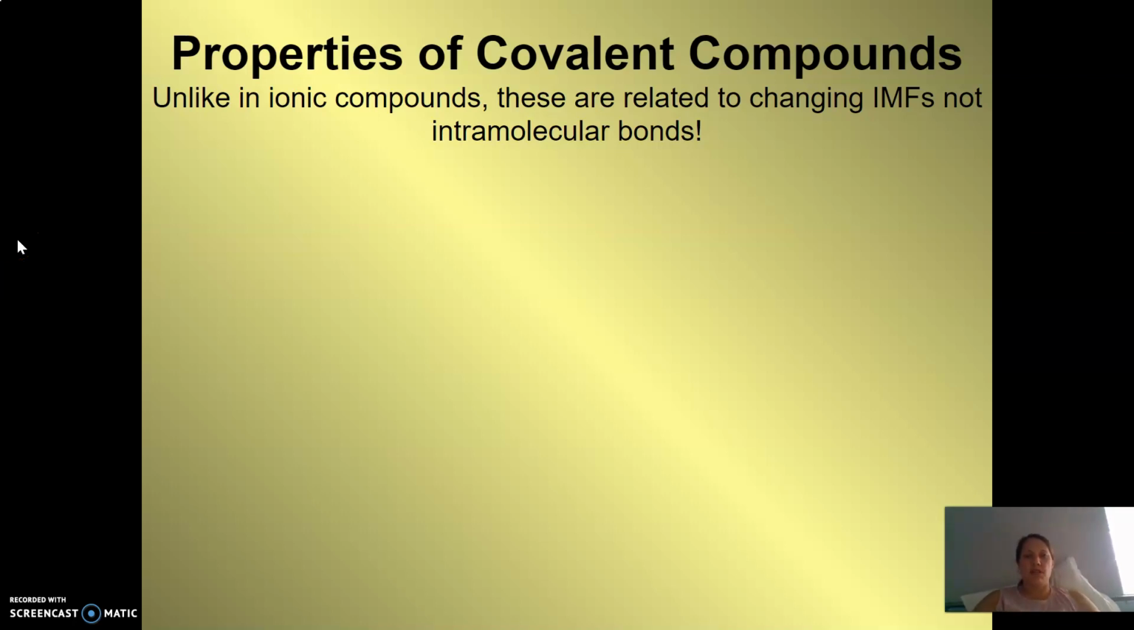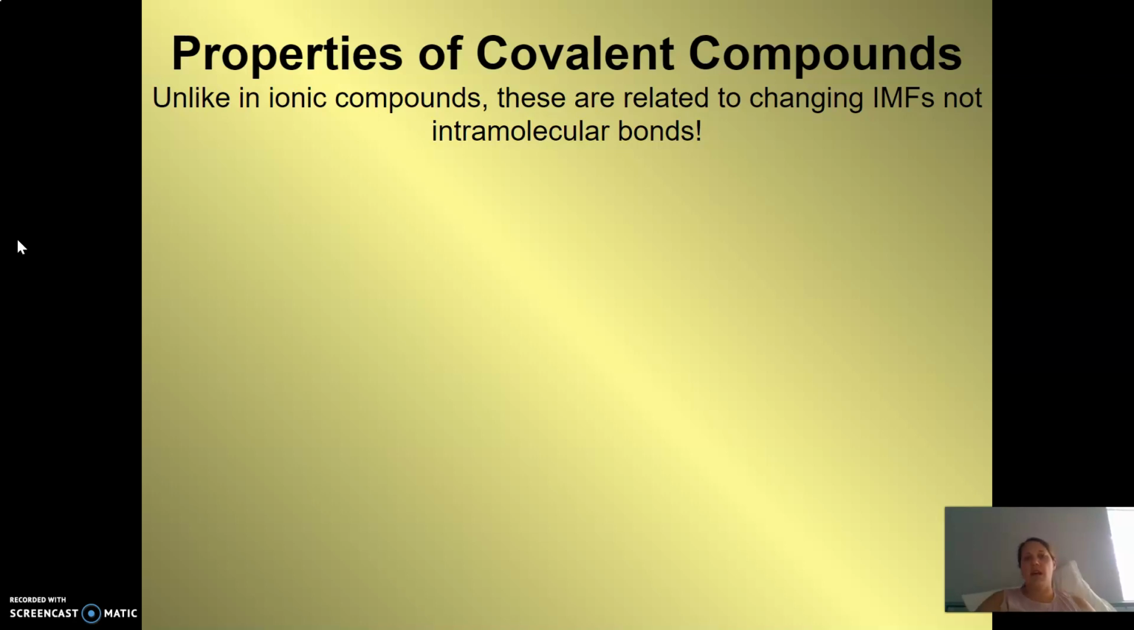All right, so like I stated last week, in the final video for the week, where I just introduced these properties, when we talk about properties of covalent substances, they are directly related to the strengths of the IMFs, the intermolecular forces, not the bonds. And I'll show you a simulation in a little bit that lays this out for us.